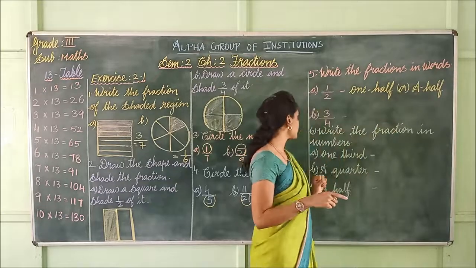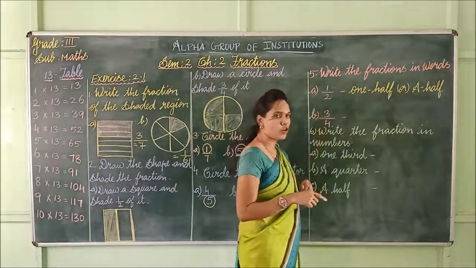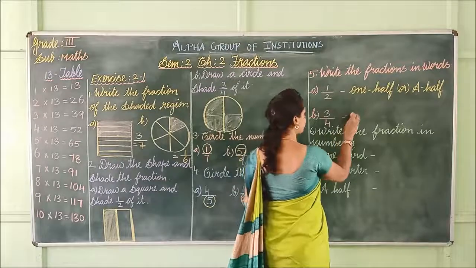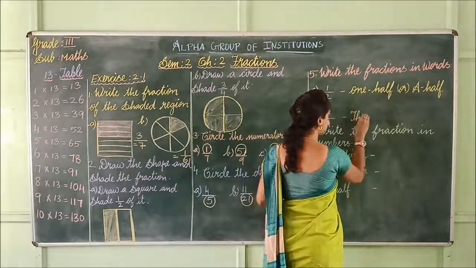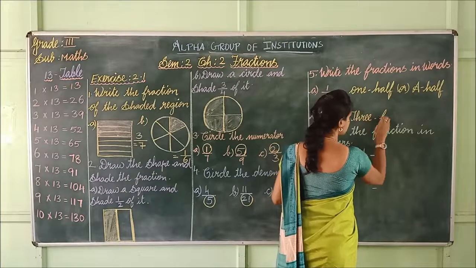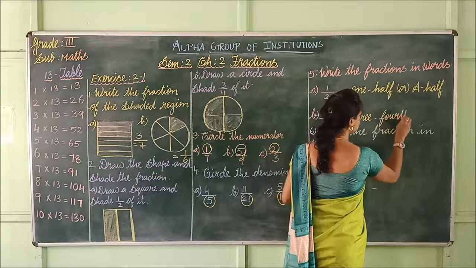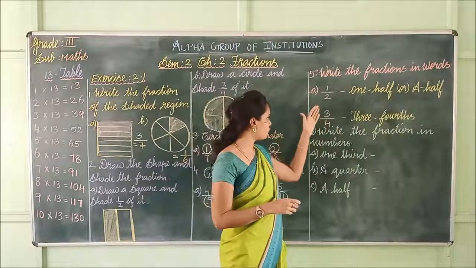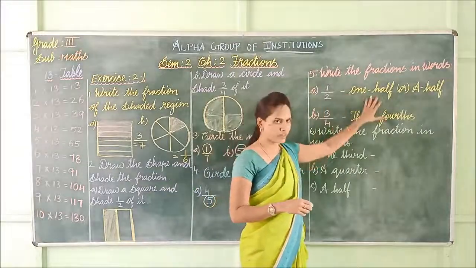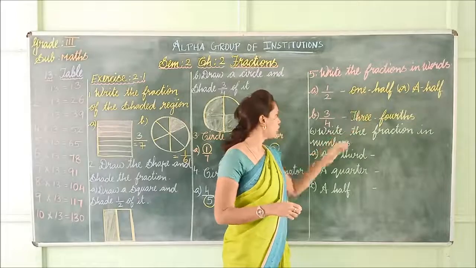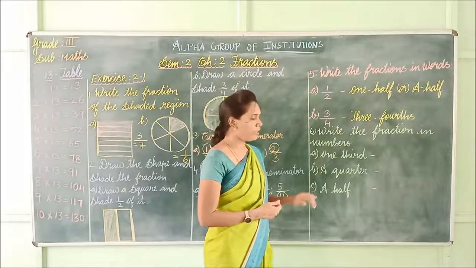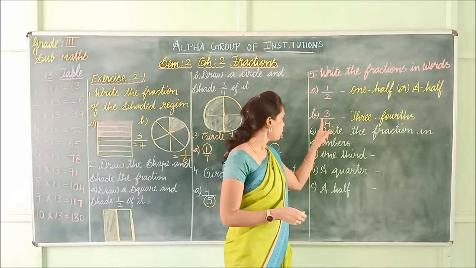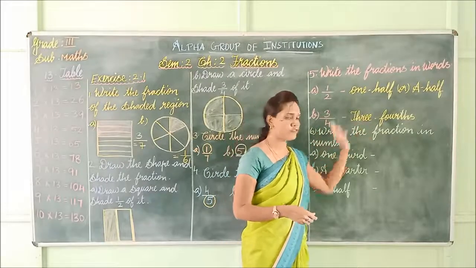Next one, 3 by 4. This you can write 3/4. So we have converted the fraction into words. Like this you have to write it in words. Just check the number and write in number names. 3 by 4 can be written as 3/4.